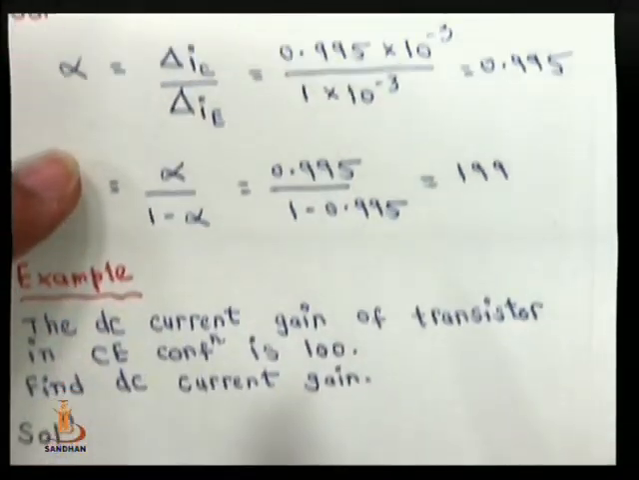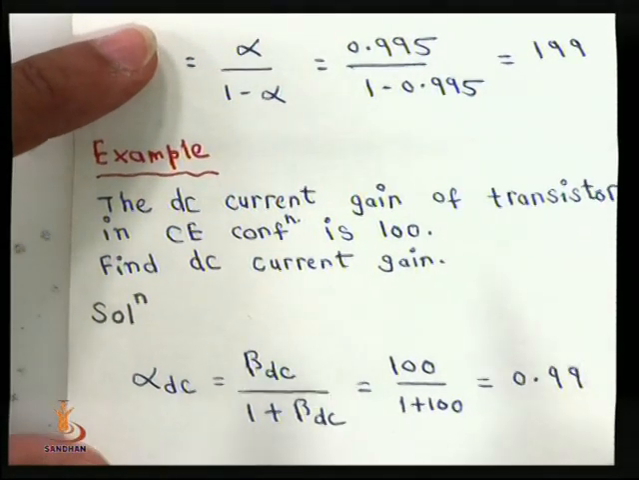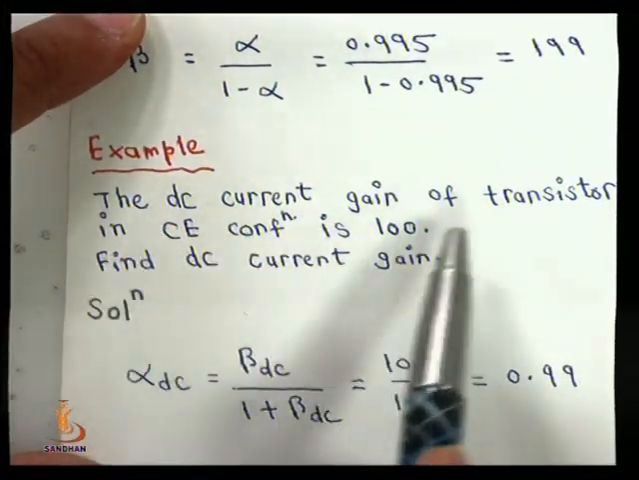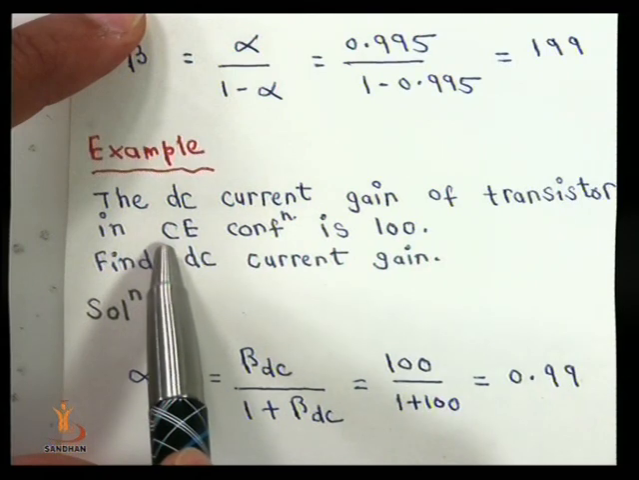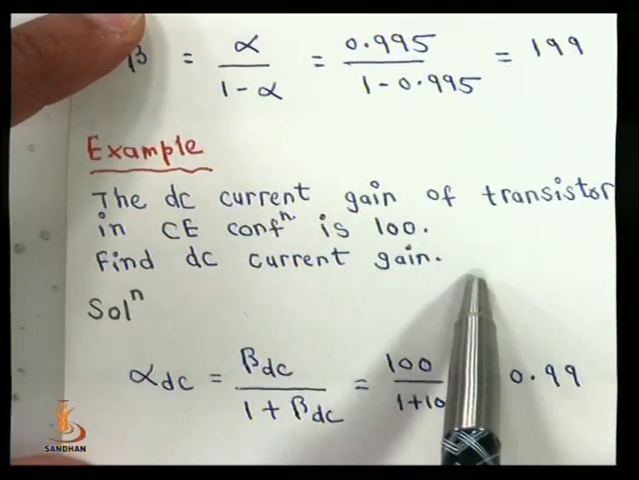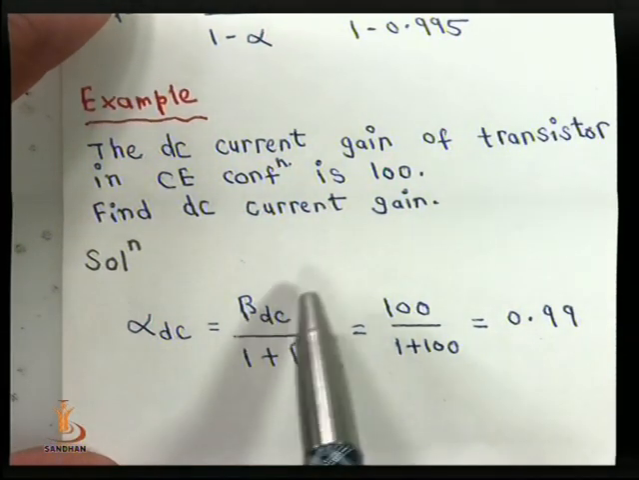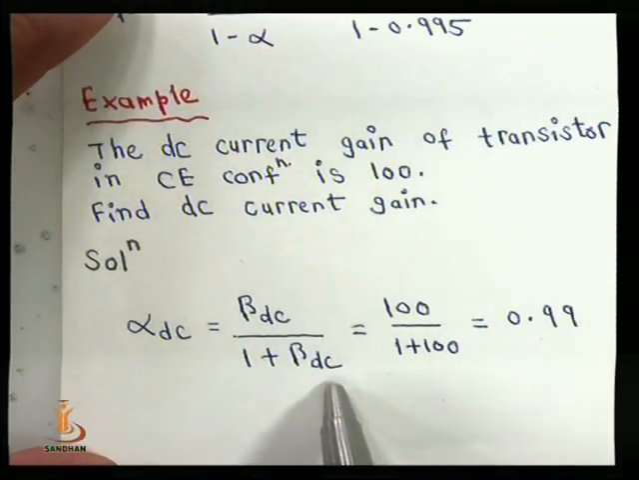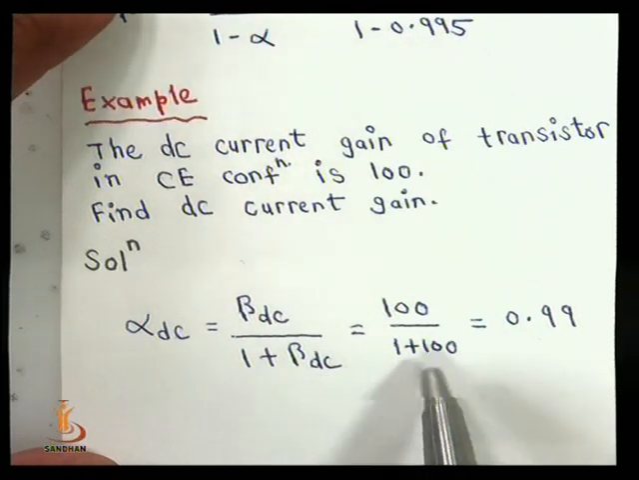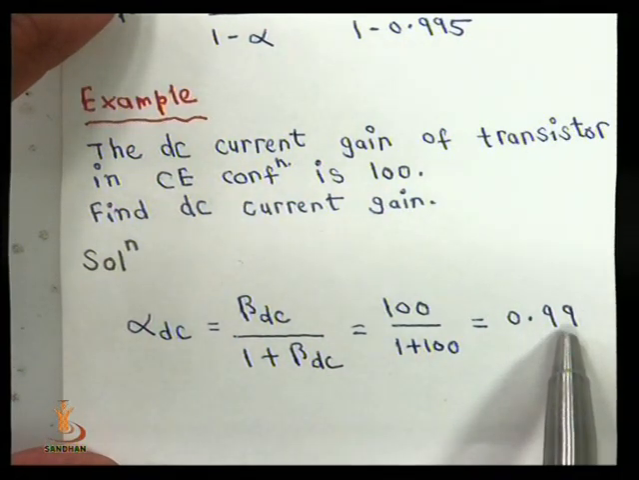See, there is another numerical based on this particular derivation. The DC current gain of the transistor in a common emitter configuration is 100. Find the DC current gain alpha. Very simple, you can use the relationship that alpha DC equals beta DC upon 1 plus beta DC. Beta DC we know is 100, and we can place the value. We are getting 0.99.